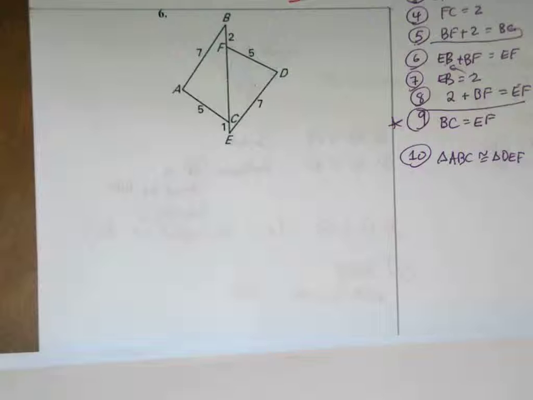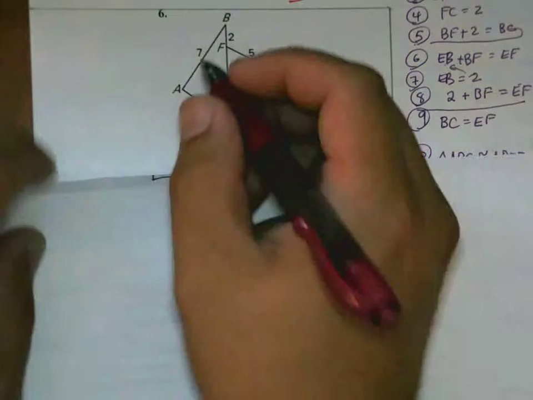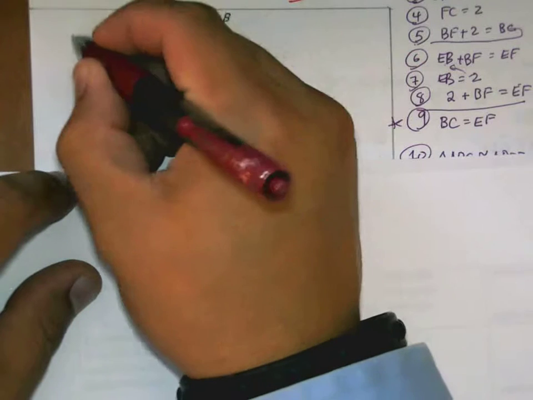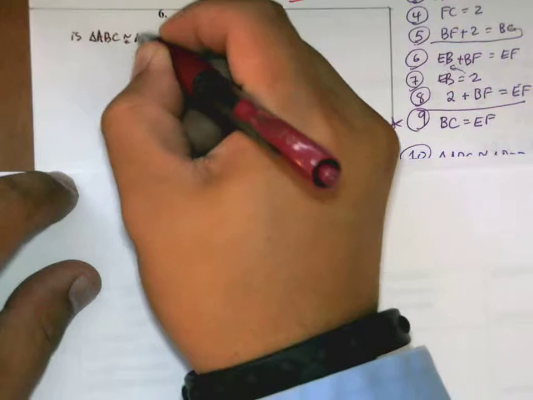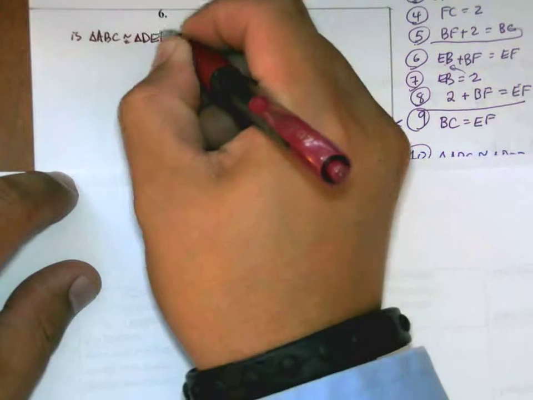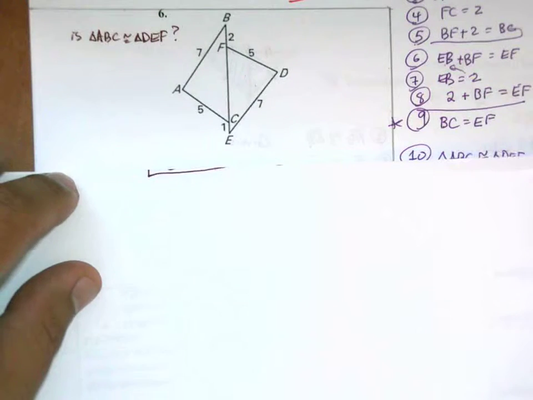Geometry students, and welcome to the conclusion of our exercises here on the side postulate. And we are trying to determine if triangle ABC is congruent to triangle DEF. Is that true? Well, we can do the same thing that we did before.